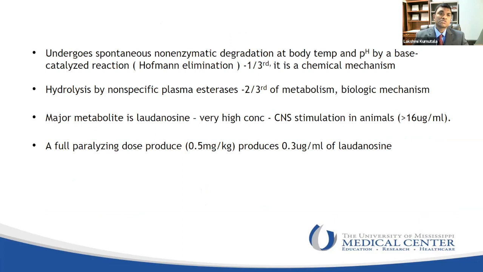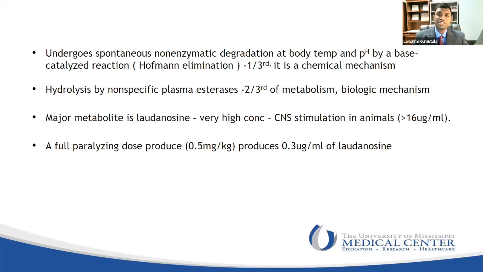The atracurium undergoes a spontaneous non-enzymatic degradation, about one-third, known as the Hofmann elimination, and also it is hydrolyzed by the non-specific plasma esterases, about two-thirds of the metabolism. The major metabolite of the atracurium is laudanosine. With the higher concentration, it may produce the CNS stimulation and cause seizures.